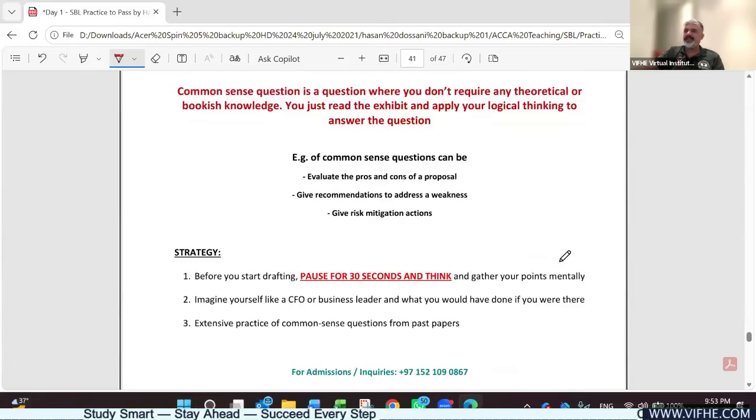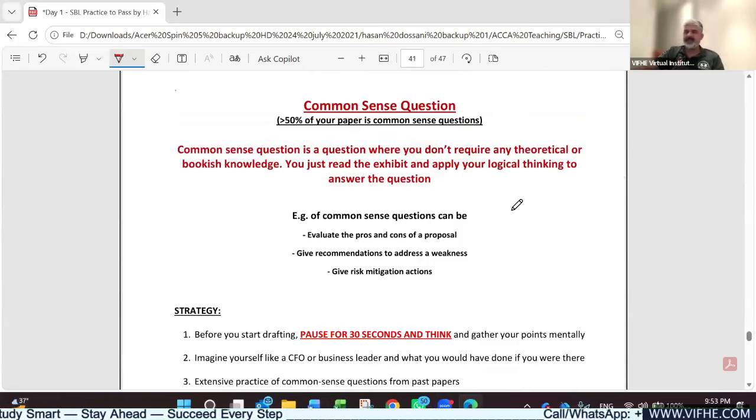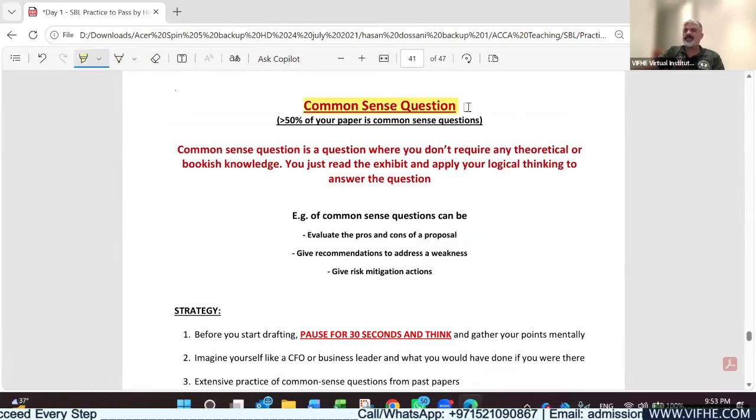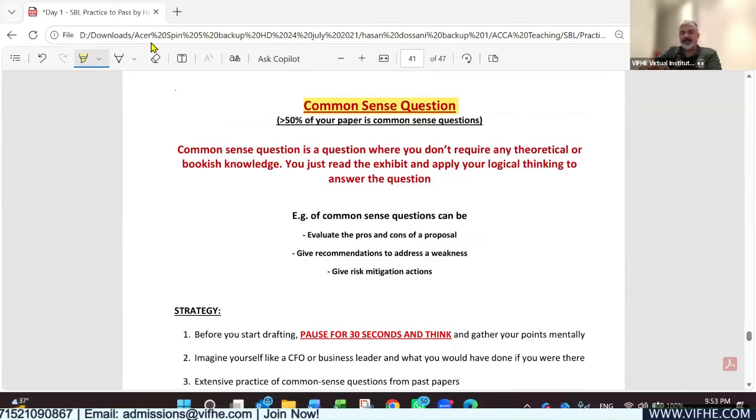Okay, now we are towards the very end, last 15 minutes maximum. Another thing I want to talk about is common sense question. How much is common sense question? How many marks? What is the weightage of common sense question in your paper? More than 50%, right? So what is the technique which you should use when we draft common sense question?